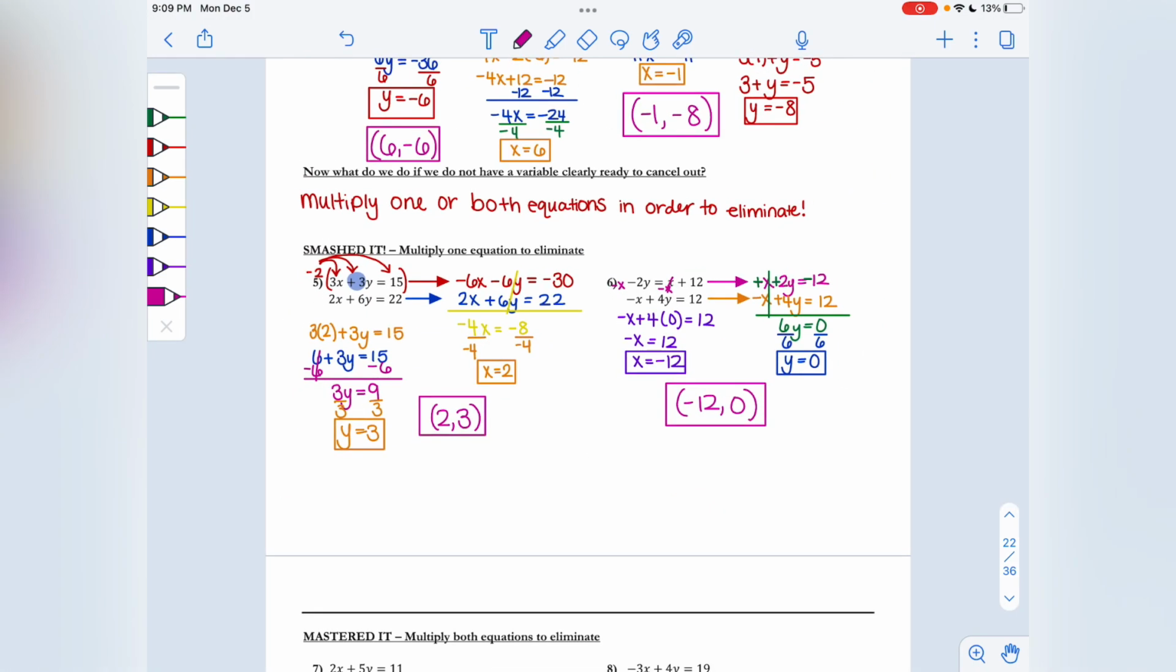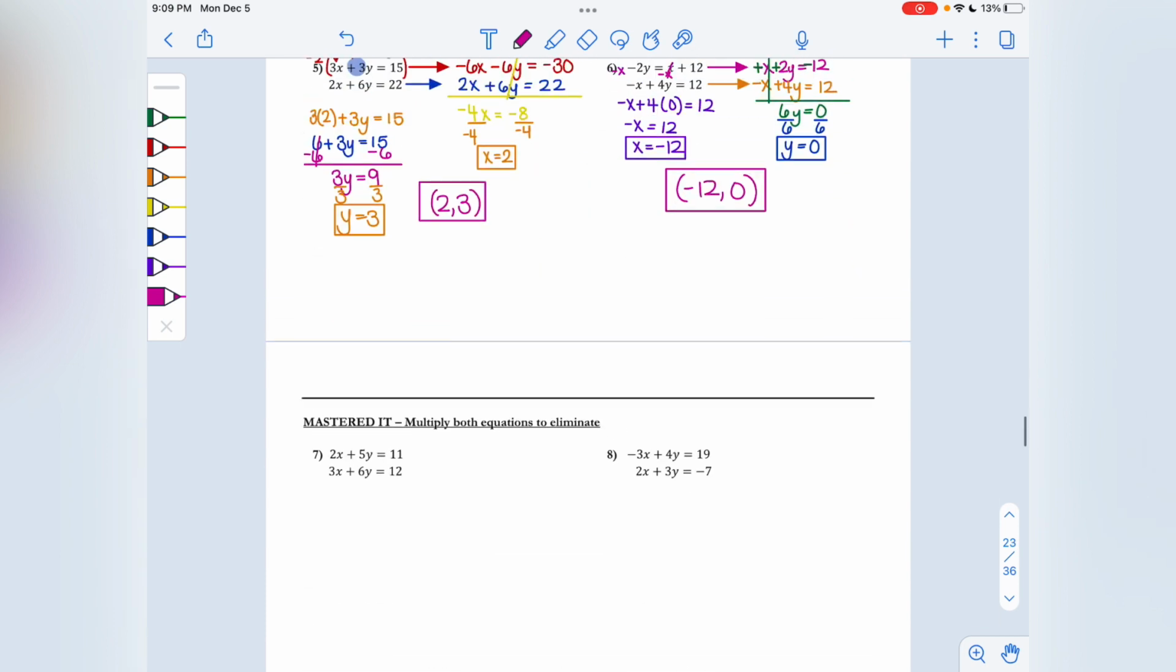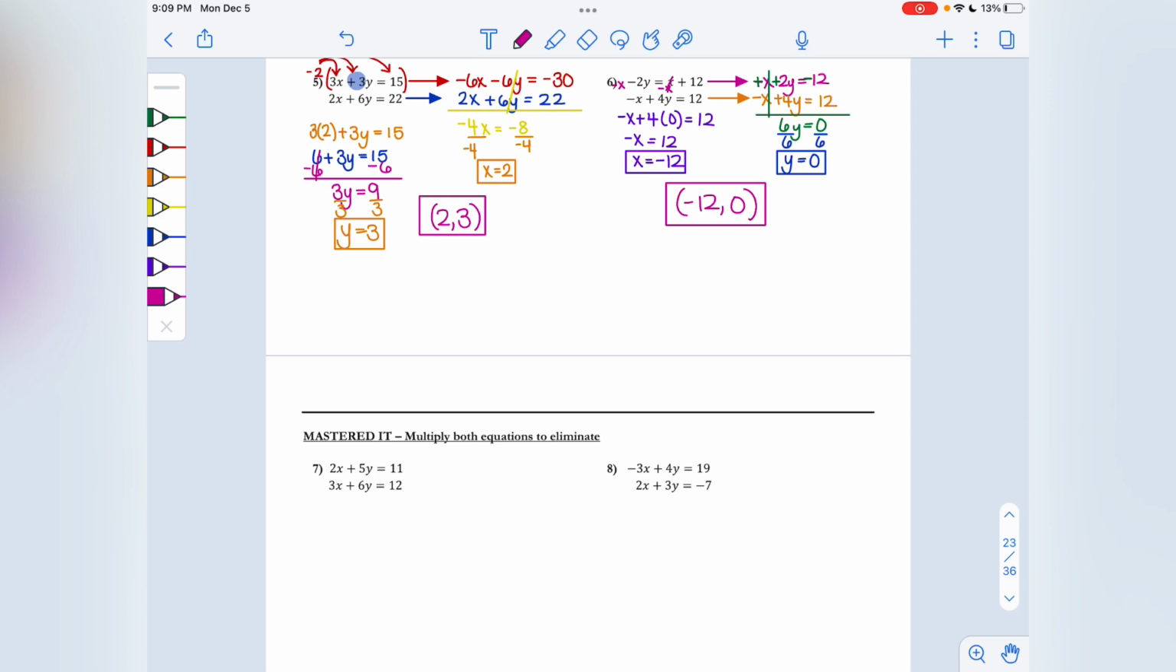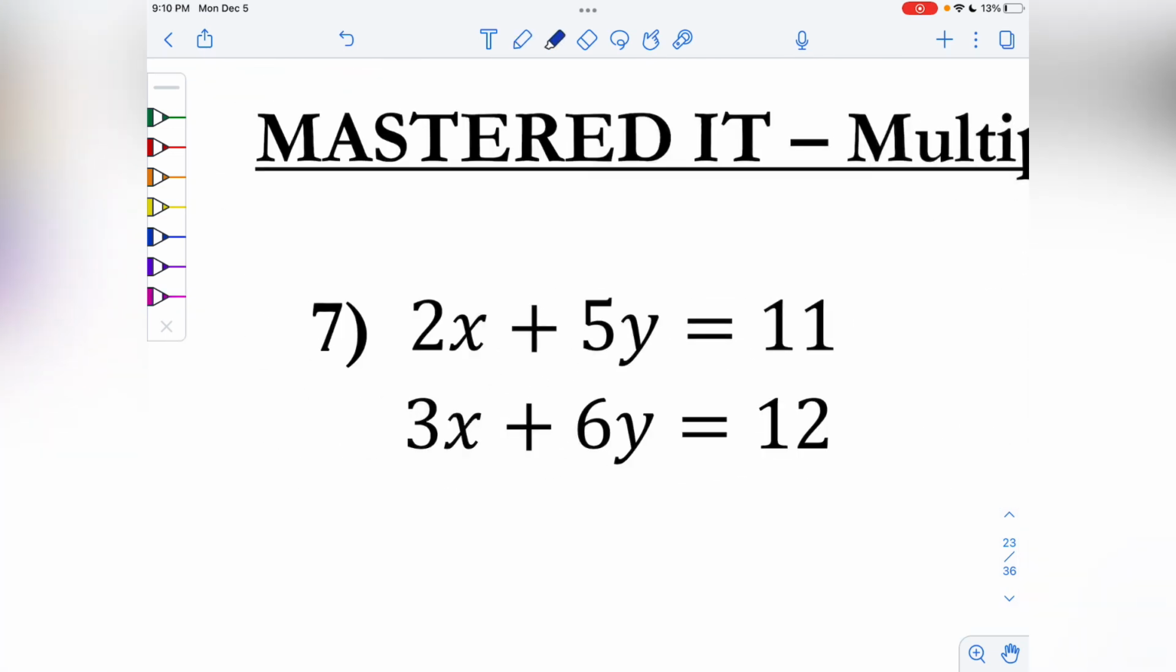All right, so those were the smashed it problems. Now let's get into the mastered it problems, which is where I have to multiply two equations. So in order to eliminate the x's, can I multiply the number 2 in order to equal the number 3? No. Can I multiply the number 3 in order to equal the number 2? No. And the same is false for y's. I cannot multiply 5 by a number to get an answer of 6, and I cannot multiply 6 times a number to get an answer of 5. So this is a scenario where I have to multiply both equations.